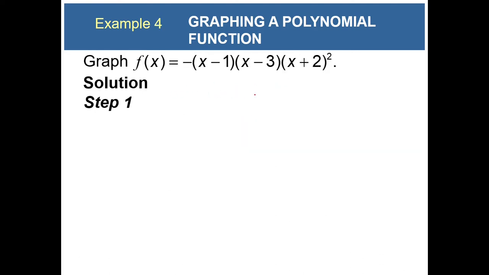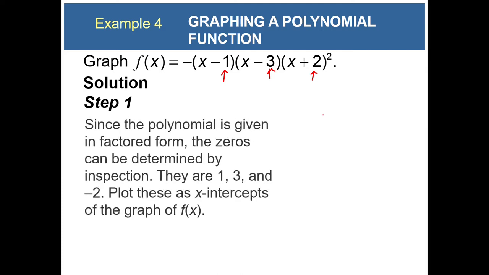Example 4, let's graph f of x equals negative x minus 1 times x minus 3 times x plus 2 squared. We will start by looking at the zeros. It's already factored, which is convenient, so we can look at these values here and automatically find our zeros. Since the polynomial is given in factored form, the zeros can be determined by inspection. They are 1, 3, and -2. Plot these as x-intercepts of the graph of f of x.